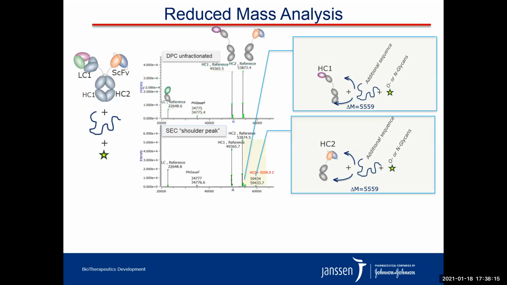The reduced mass spectra collected from the main peak and SCC shoulder peaks are shown here. The difference of these spectra is the addition of approximately 5.5 kilodalton peak found exclusively on both the heavy chains. The light chain has no additional masses. This led us to believe that the additional sequence variant could be present at either terminus of the heavy chains, co-modified with glycosylation.